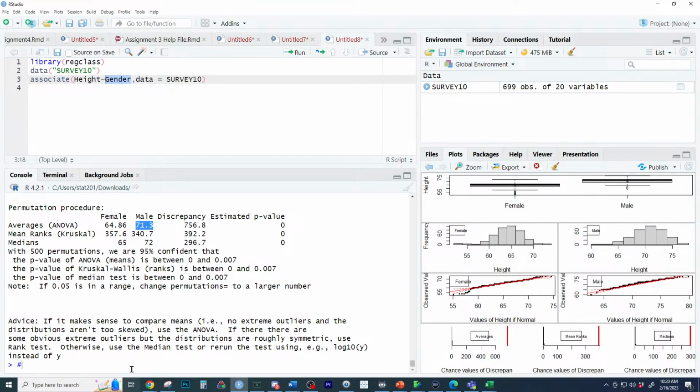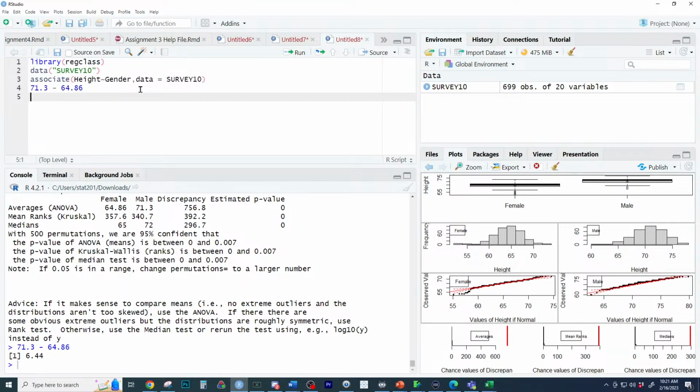So to compare practical significance right here, I would say the average male is, and I can just take the numbers. That's what's so great. You don't have to do it yourself. The average male, we'll put it up here. On average, males are 6.44 inches taller than females. That's a half a foot. That's a big practical significance.